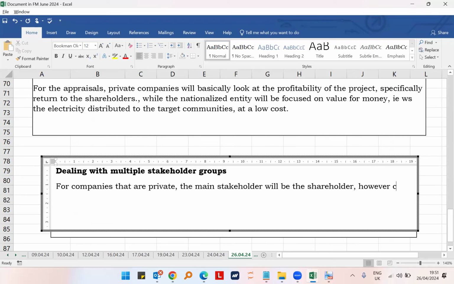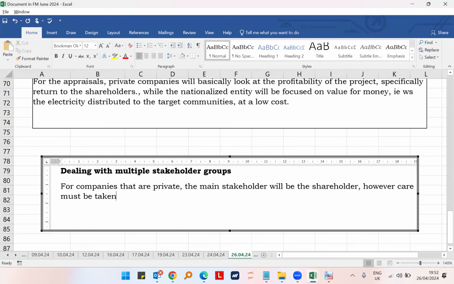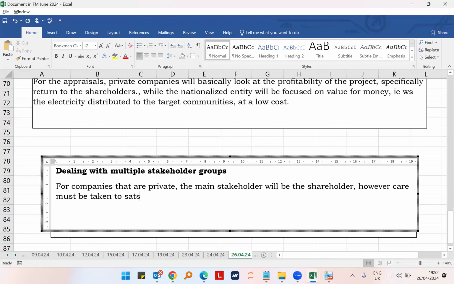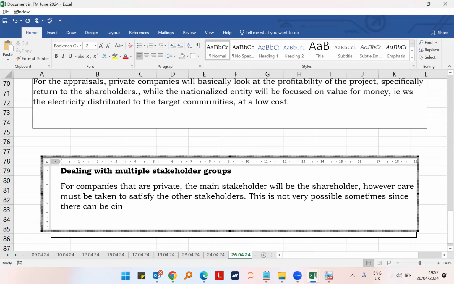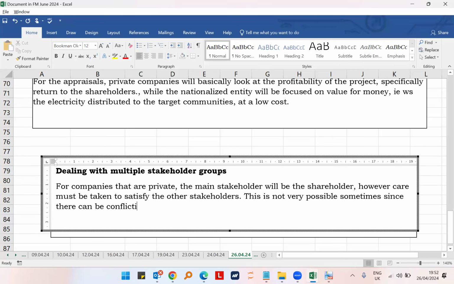Okay. However, care must be taken to satisfy the other stakeholders. Now, however, let me not use the word however again. This is not very possible sometimes, since there can be conflicting needs among the different stakeholders.